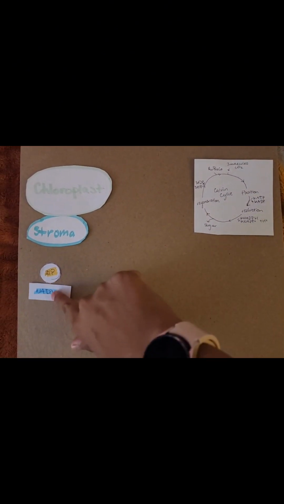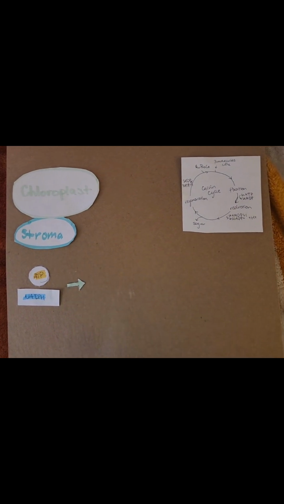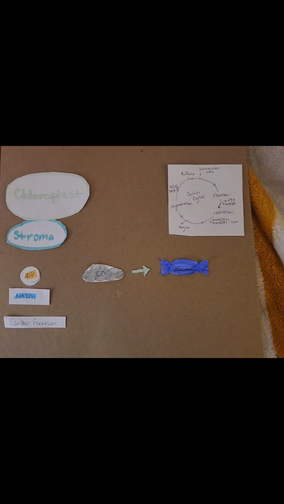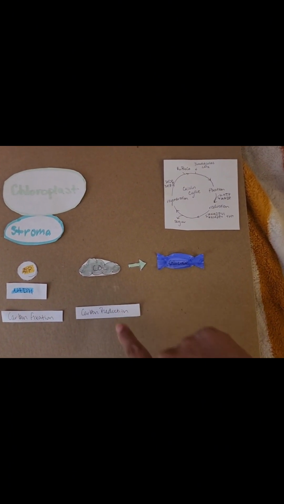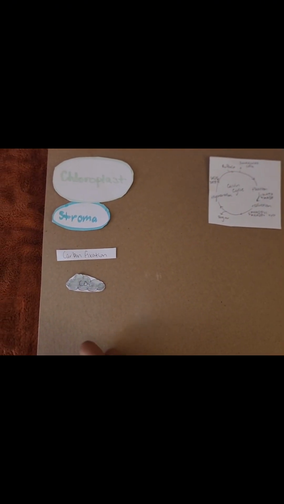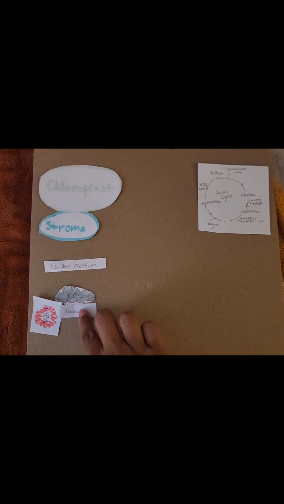In the stroma of the chloroplast, the Calvin cycle uses ATP and NADPH from the light-dependent reactions to convert CO2 into glucose through 3 main steps: carbon fixation, carbon reduction, and carbon regeneration. First is carbon fixation. CO2 attaches to another molecule with the help of Rubisco to form a 3-carbon compound.